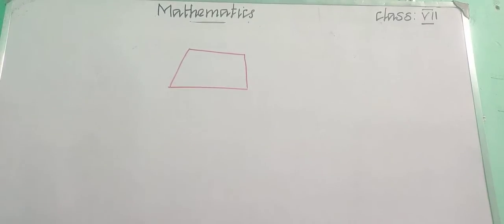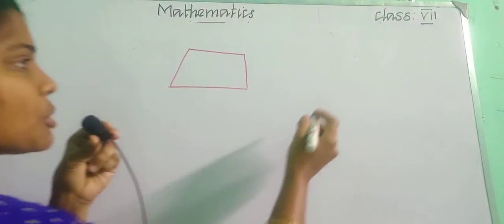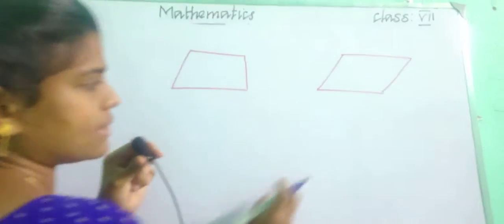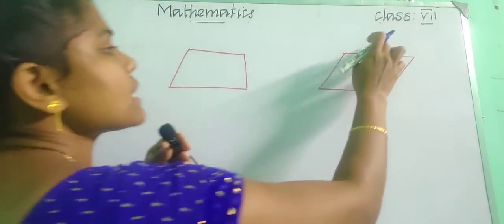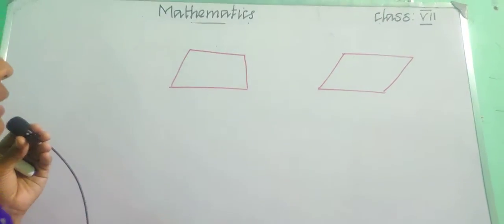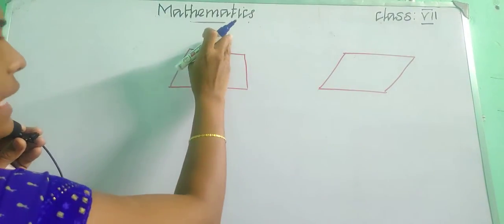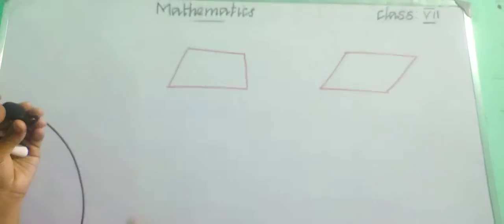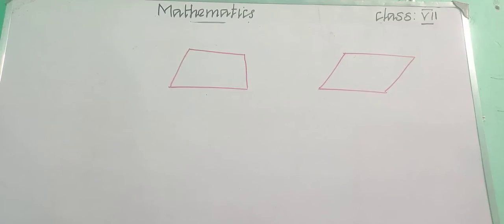Children, see the shape. It seems like a parallelogram, right? But what is the difference between this parallelogram and this shape? Parallelogram means you will have the shape like this, right? Parallelogram means opposite sides are equal and parallel, right? But see, in this shape these two sides are parallel, right? But these two sides are not parallel, is it children? So we are calling this shape a trapezium, okay children?